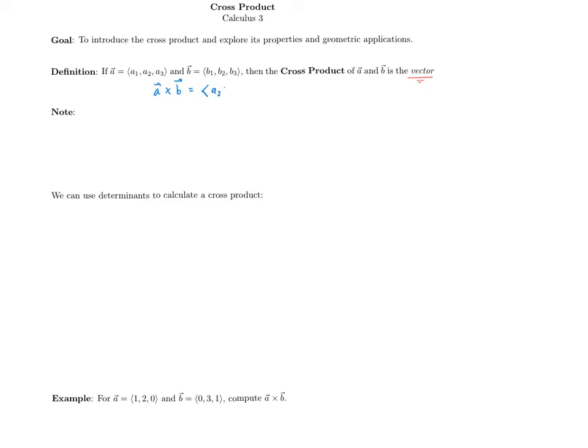A2B3 minus A3B2 for the first component, A3B1 minus A1B3 for the second component, and then A1B2 minus A2B1 for the third component. So we get this nice, very simple definition of the cross product.